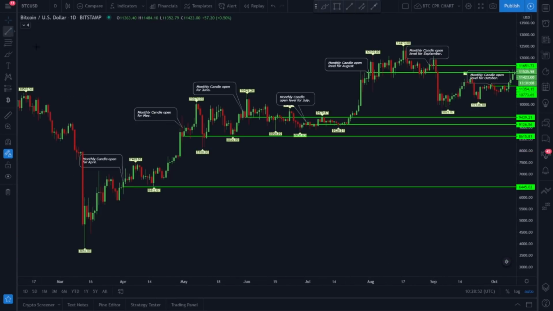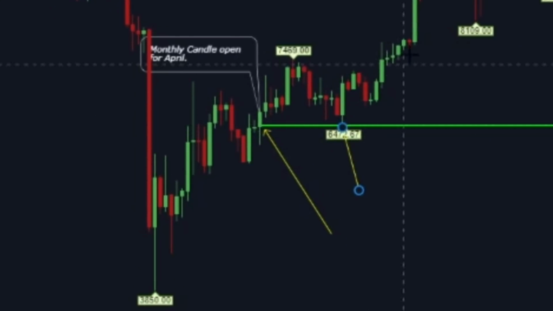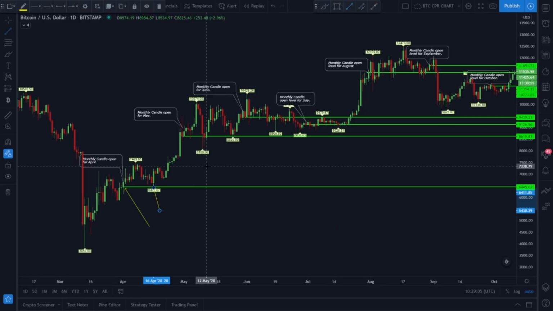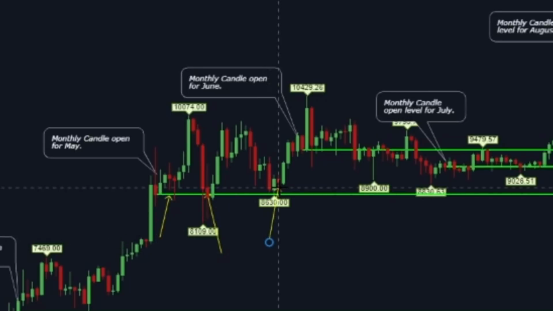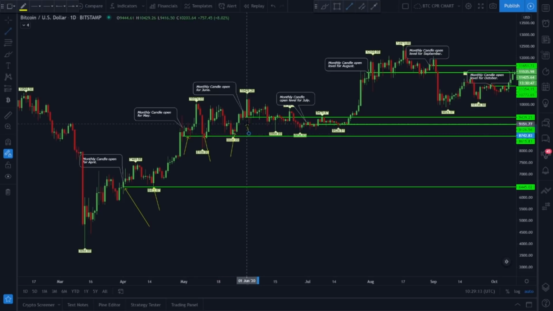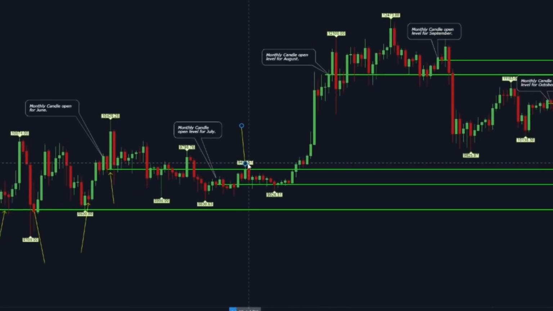Why it is so important is because if you look at this monthly candle open for April, you can see when we had a price pullback, the monthly candle open for April acted as a support, and after that we saw this price pump. And same here, you can see price after reaching the monthly candle open level found a very strong support, and you can see that very clearly, guys, and here as well. But once the price failed to close above it, the same monthly candle open line acted as a resistance, and you can see this very clearly here, right?